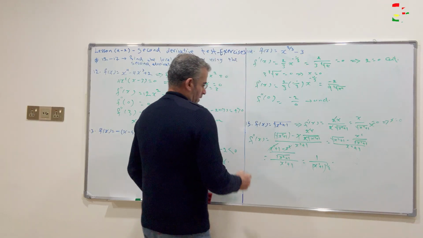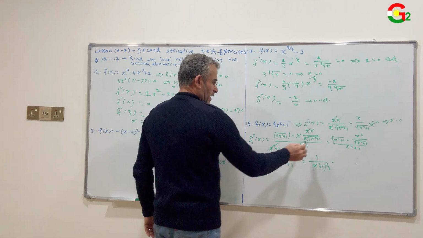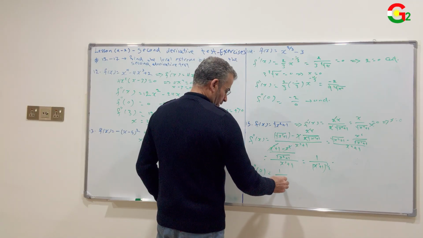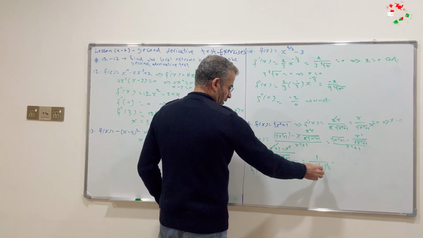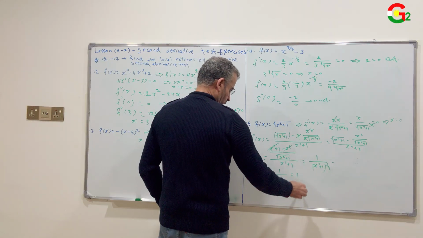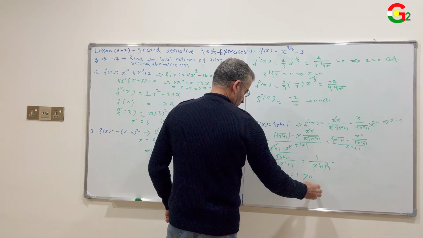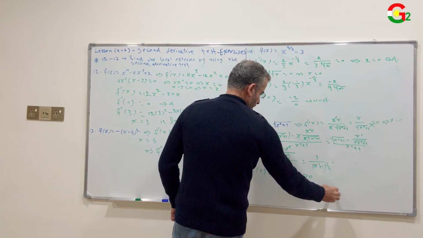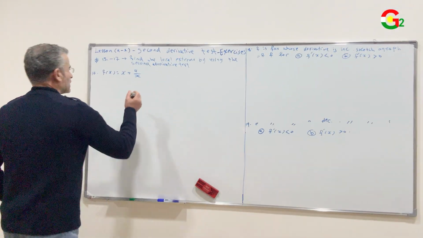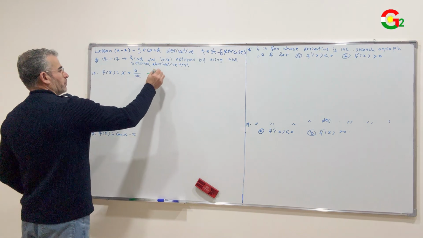This is the second derivative of f. Find the second derivative at the critical point x equals 0: 1 over (0 squared plus 1) to the power 3 over 2, which is 1 over 1, equal to 1, greater than 0. Then x equals 0 is a local minimum for this function. Question number 16.